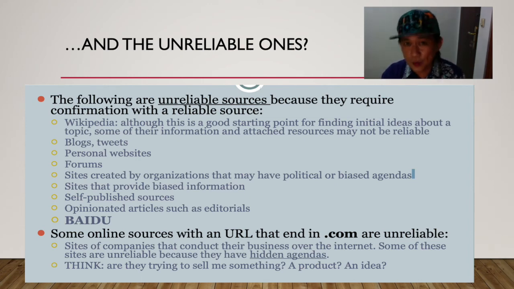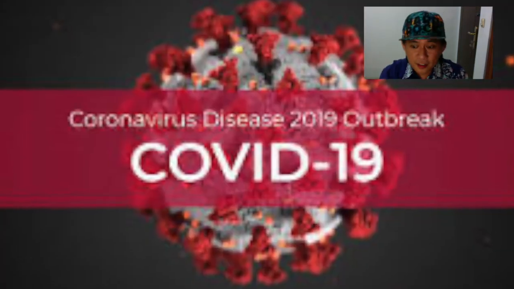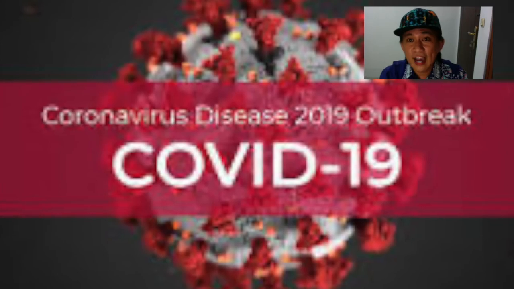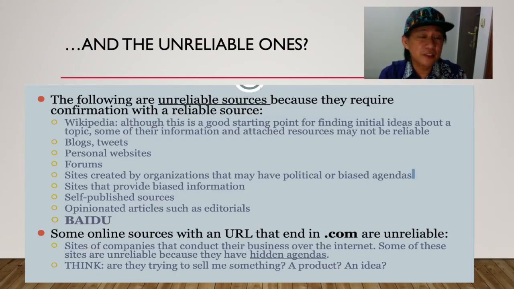Why? Because anyone can edit Wikipedia. For instance, I want to act like I'm a medical expert, and I want to talk about the COVID-19 virus. So I logged on to Wikipedia and I saw that it has an article about it, and I want to add my made-up ideas about COVID-19, and it will be there. And those who will read that won't know whether I added something that is reliable or not.